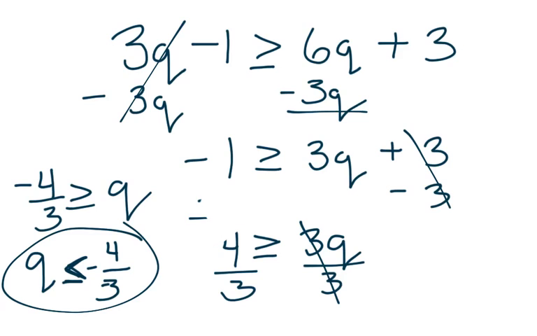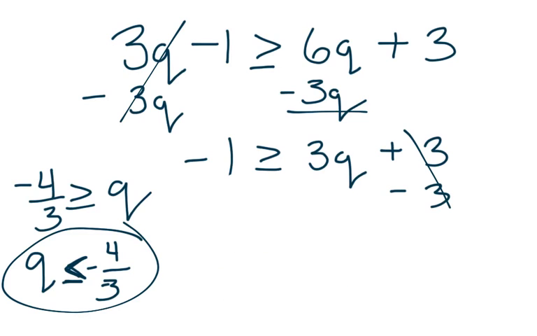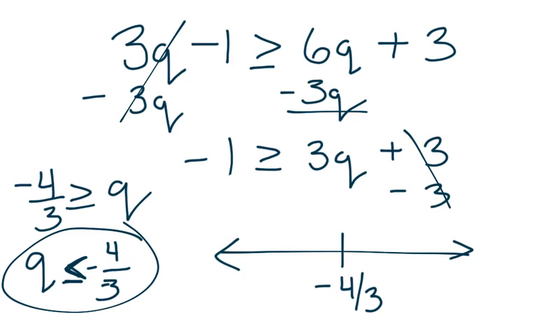Let me erase this so we can have some space. All right, so plot the number. That's going to represent negative 4/3. It's going to be a closed circle this time, and I am going to shade to the left for less than.